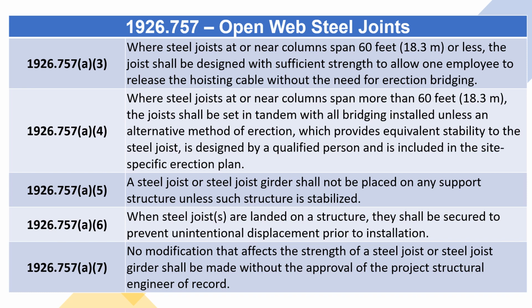1926.757 A6, when steel joists are landed on a structure, they shall be secured to prevent unintentional displacement prior to installation. 1926.757 A7, no modification that affects the strength of a steel joist or steel joist girder shall be made without the approval of the project structural engineer of record.